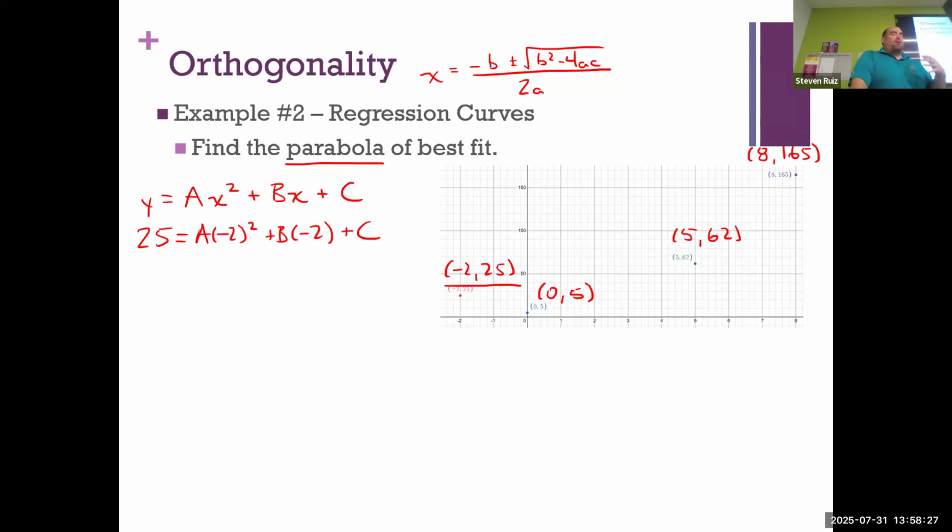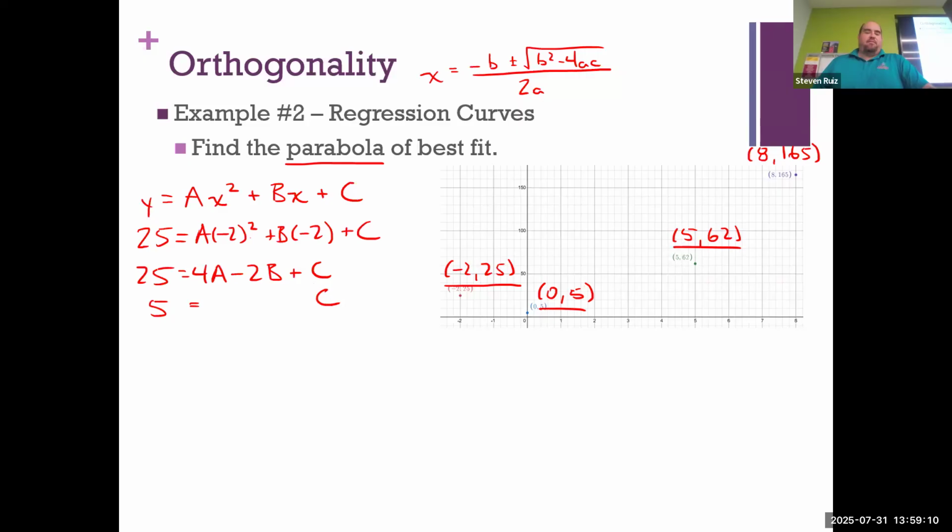when we get done, what are the things that we want to have found? What do we need to be looking for? A, B, and C. So when I start filling out this list of equations here, the only things that can be unknown are A, B, and C. So 25 equals 4A minus 2B plus C. Let's go from there. What does 0, 5 give us? 5 equals C. 0A plus 0B plus C.